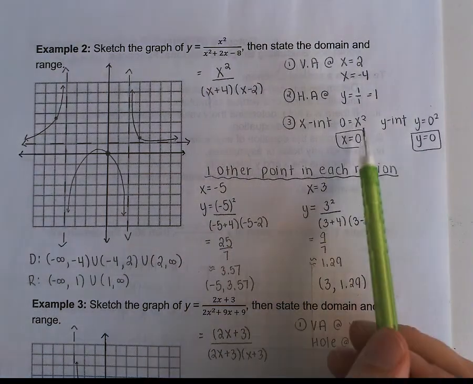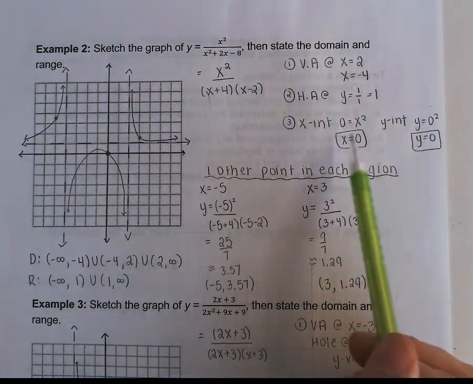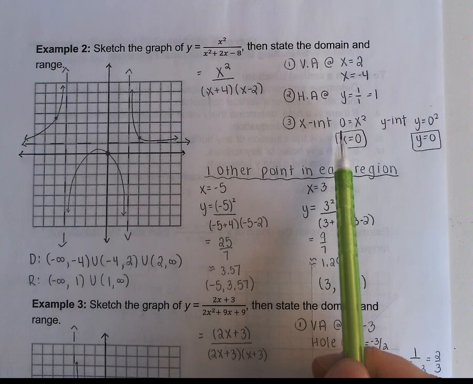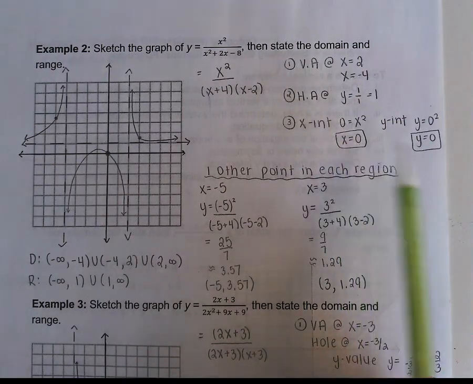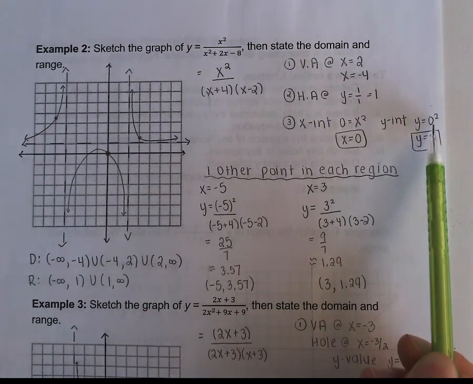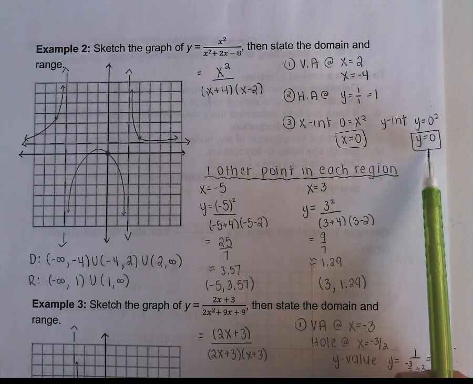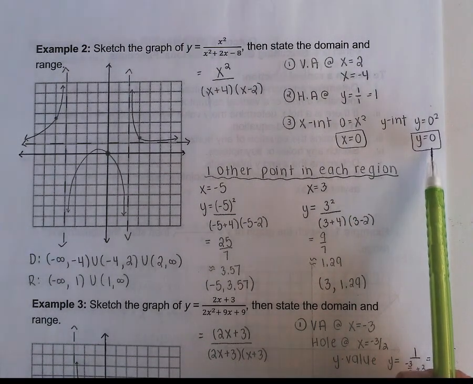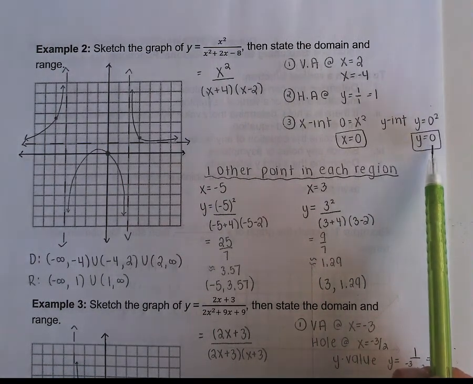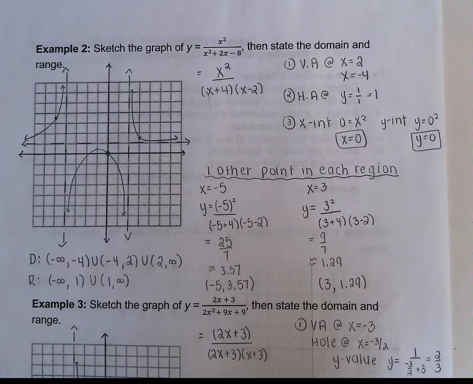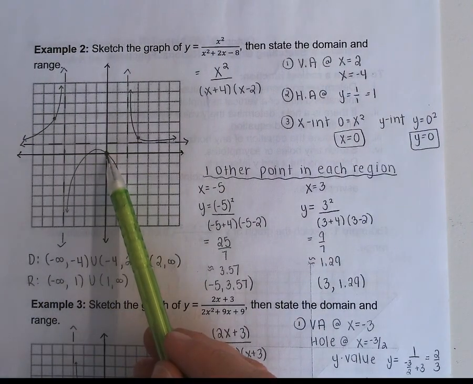And I also determined my x and y intercepts. Now in this case, when I plug 0 in for y, I get an x value of 0, and when I plug 0 in for x, I get a y value of 0. So my intercepts in this case are actually the same point right at the origin.